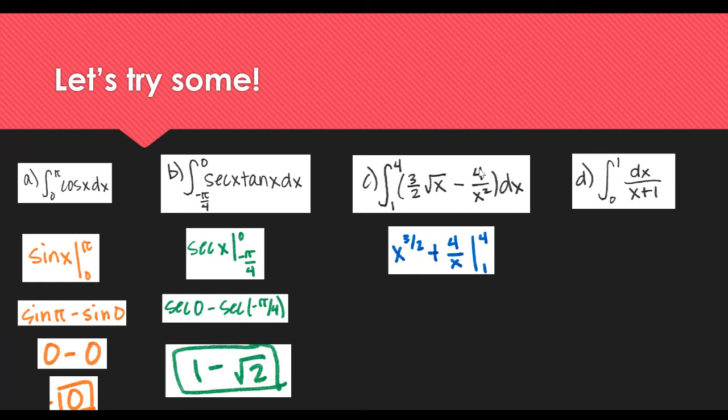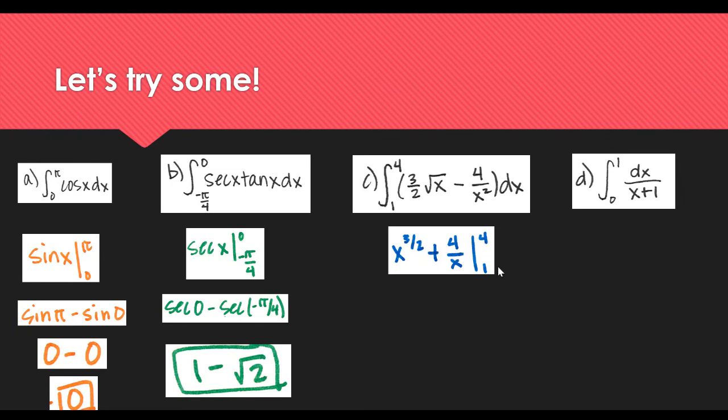Okay, x to the negative 2, I would add 1 to that. That'd be negative 1. That's why it's over x. And then I'd put that -1 out front. That's why it's positive. So now I have x to the 3/2 plus 4 over x.